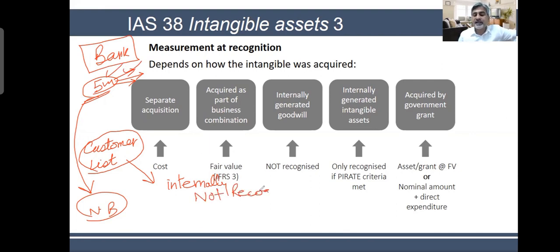You do not recognize it because there is no possible way of assigning a value to it. I mean, this list of 5 million customers, is it $5,000, $10,000, $50,000, $100,000? What is the value? You yourself cannot find it out because you did not spend money to accumulate or create that list. You just created it while doing the business.